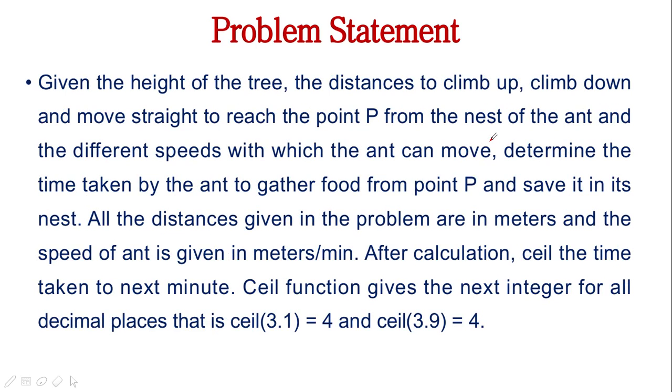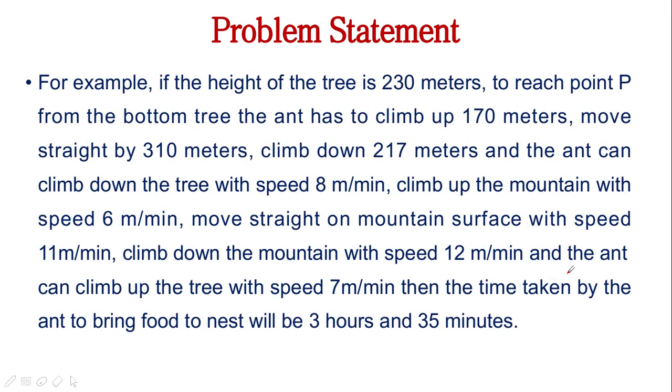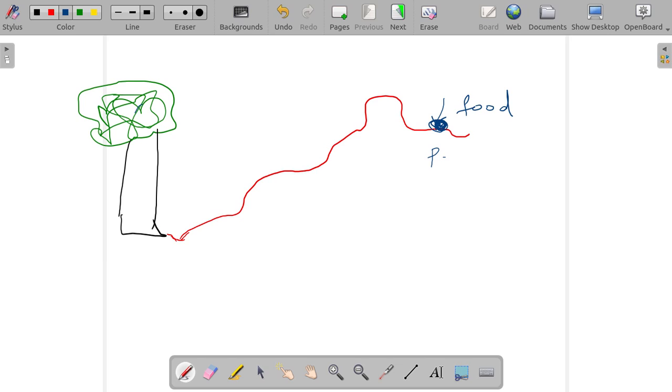Also, you will be given the tree height, and the distance to climb up, climb down and move straight to reach the point. How much speed it takes, all the information will be given. The distance is given in meters, and the speed is given in meters per minute. It is also said in the problem that after the calculation, because you may get decimal values, you have to use the ceil function to make it the next integer. So, you know that ceil of 3.1 is 4 and 3.9 is also 4.